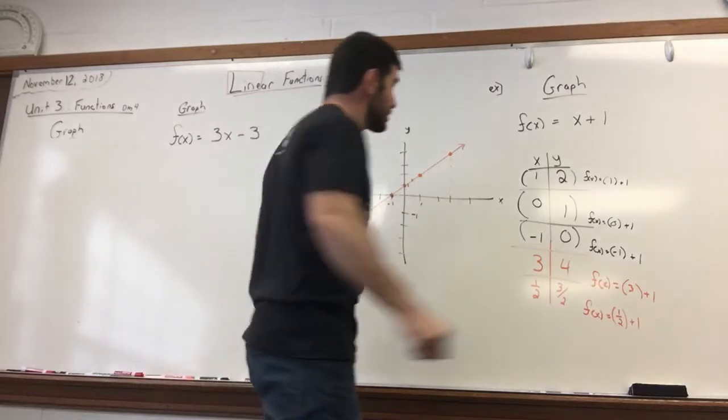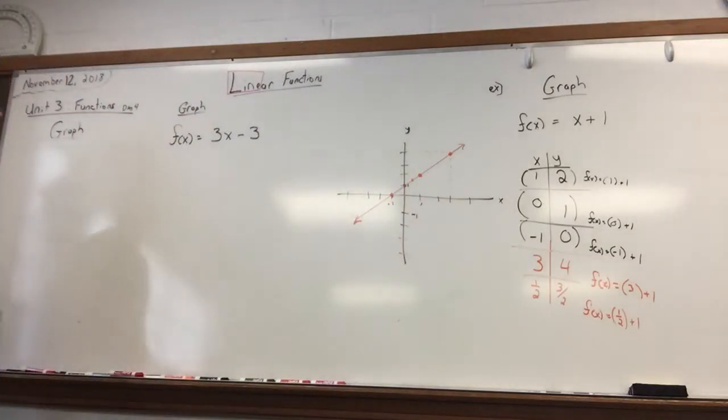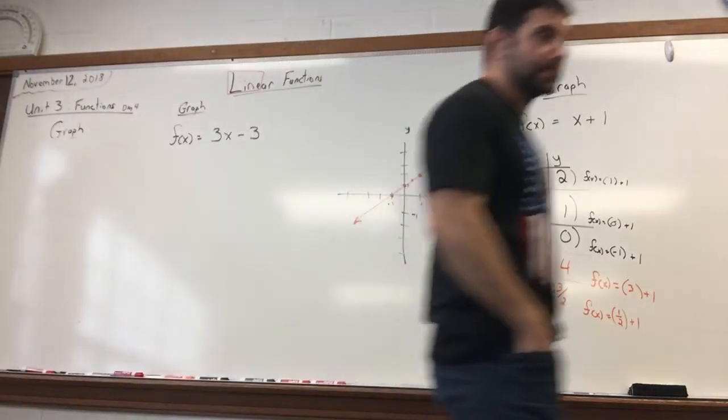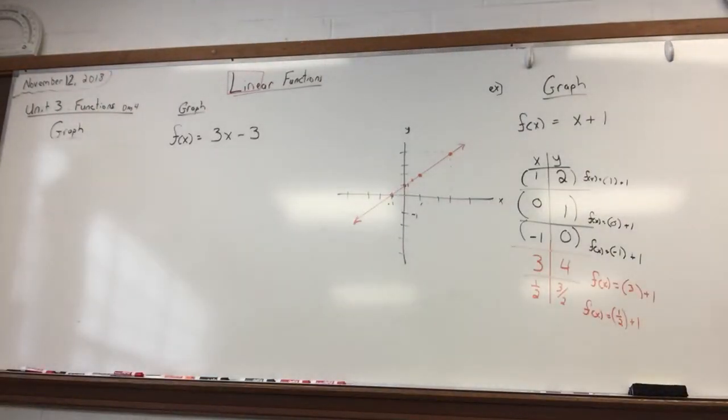Substitute in 3 points for x. So the function is f of x equals 3x minus 3. So one more time, f of x equals 3x minus 3. Then make your table.